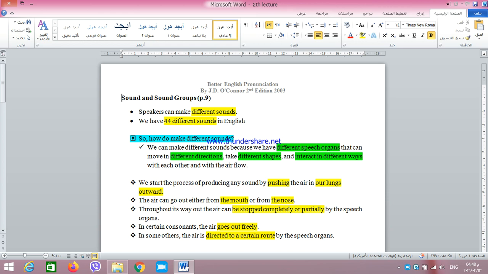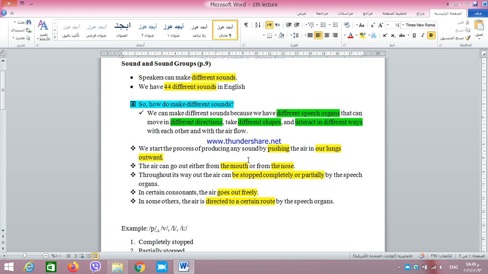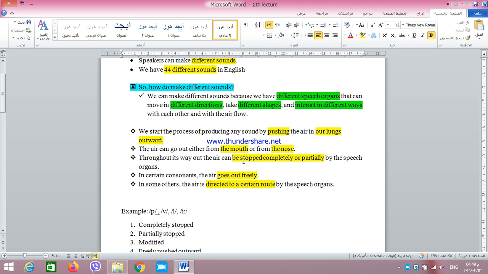Now let's start with a very basic fact about the English language, which is that we have 44 different sounds in English. And these sounds can be divided into consonants and vowels. Later on, we are going to talk about this in detail. But let's deal with a very big question, which, inshallah, is going to be easily explained and answered: why and how do we have different sounds? Why do we have 44 different sounds? And how do we make these different sounds?